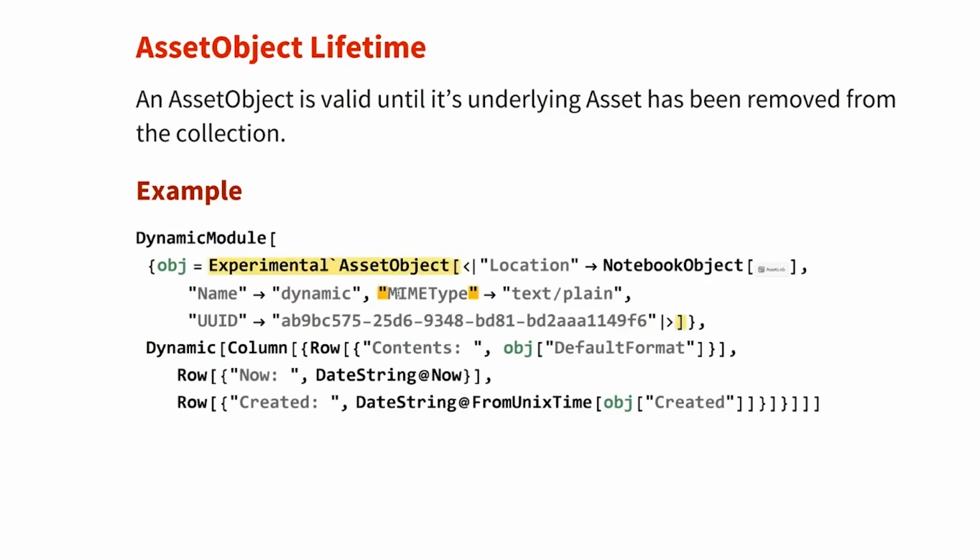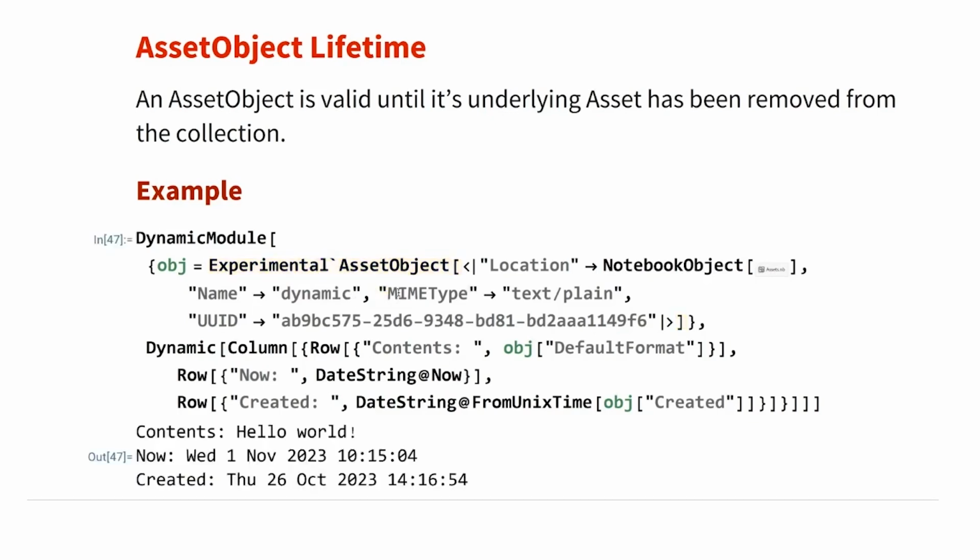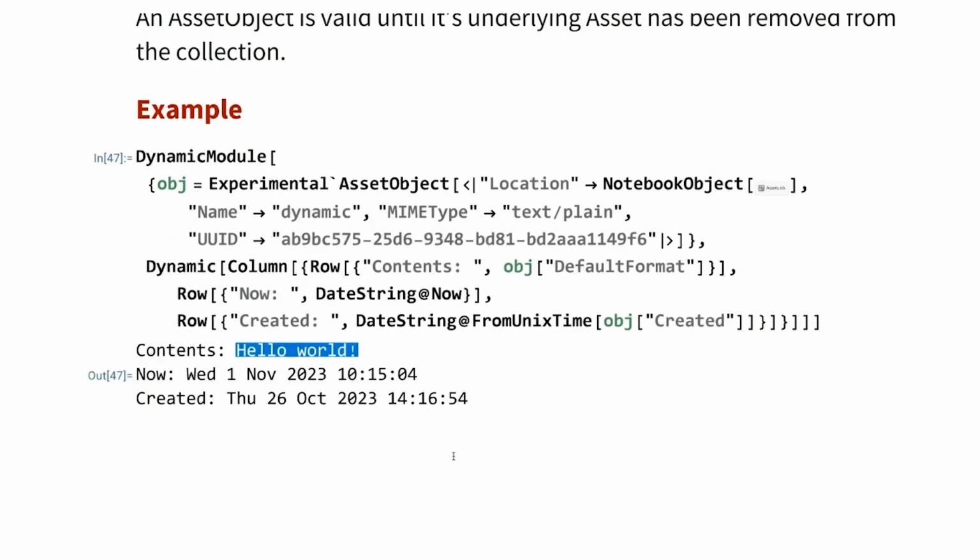So here's an example I put together. I did this last week. The asset was created last Thursday in the afternoon, and it's just a simple string that says hello world. The important bit is that I didn't have to do asset find in order to be able to find it and get an updated object. You can store it and then use it as long as it's still around.